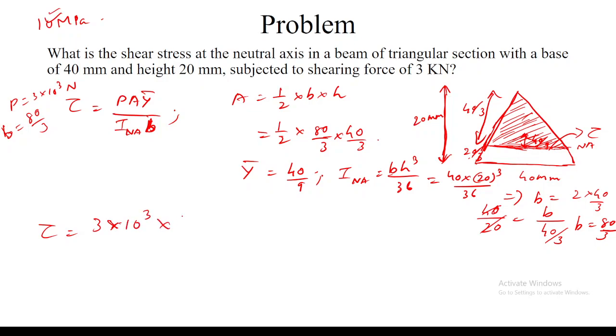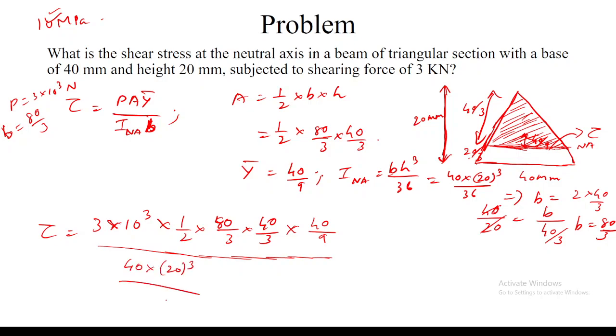Numerator 12,000 and denominator is 1200. Okay. So is everyone getting 10 megapascal, or should I show the value of numerator and denominator, like someone has said, right? It is 12,000 divided by INA, which is like 40 into 20 cube divided by 36 into 80 by 3. So 3 into 1000 into 80 into 40 into 40 divided by 2 into 3 into 3 into 9.